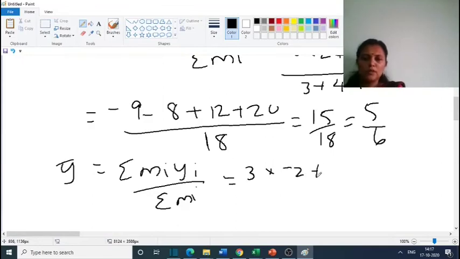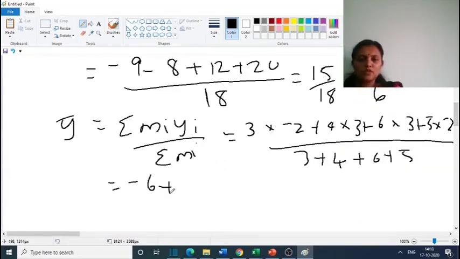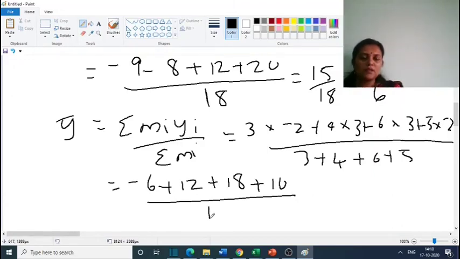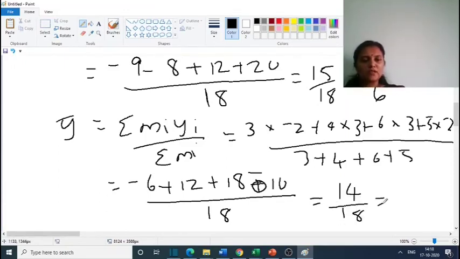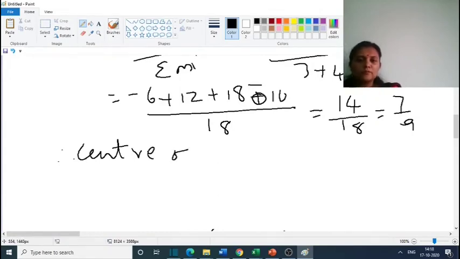Now y bar is equal to sigma mi yi by sigma mi, which is equal to 3 into minus 2 plus 4 into 3 plus 6 into 3 plus 5 into minus 2 divided by 3 plus 4 plus 6 plus 5. So this is minus 6 plus 12 plus 18 minus 10 divided by 18. Minus 6 plus 12 is 6, 6 plus 18 is 24, minus 10 is 14 by 18, which we can cancel to 7 by 9. Therefore, the center of mass is 5 by 6, 7 by 9.